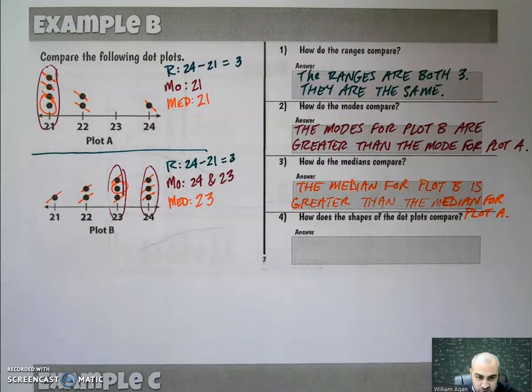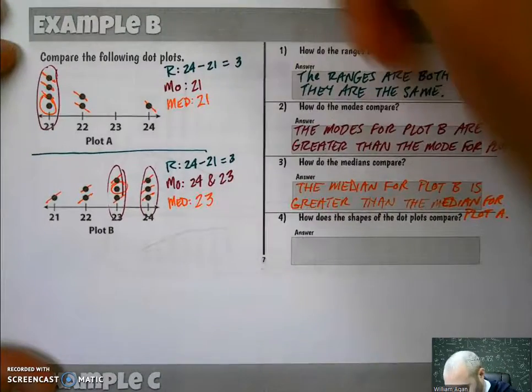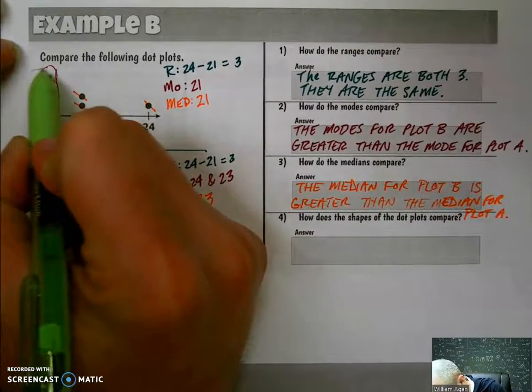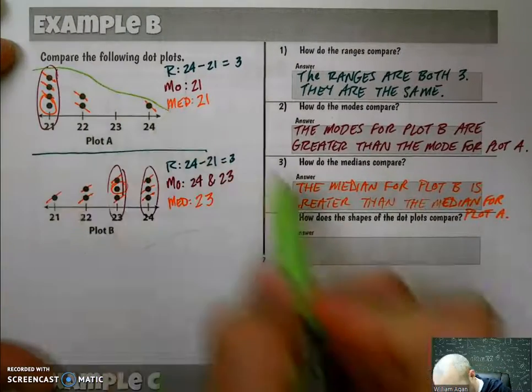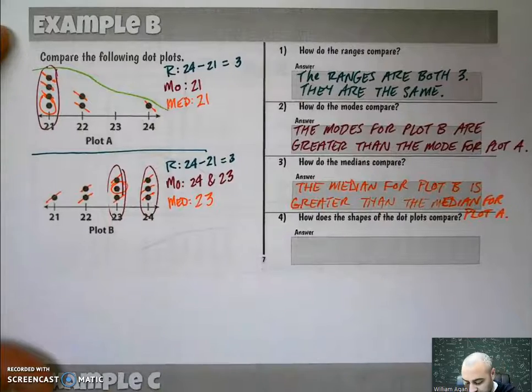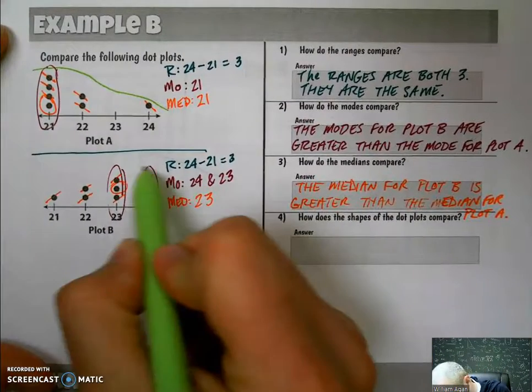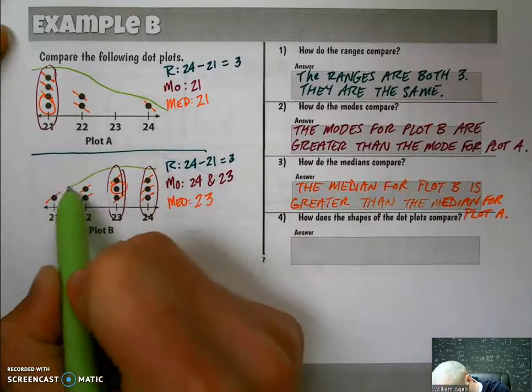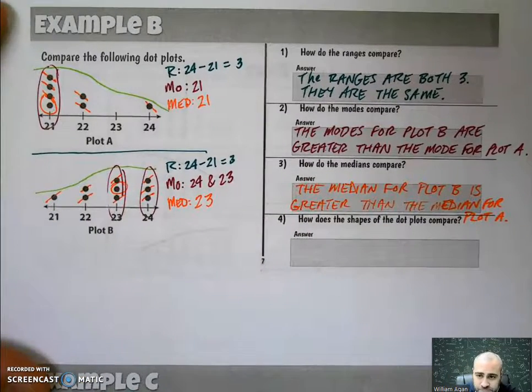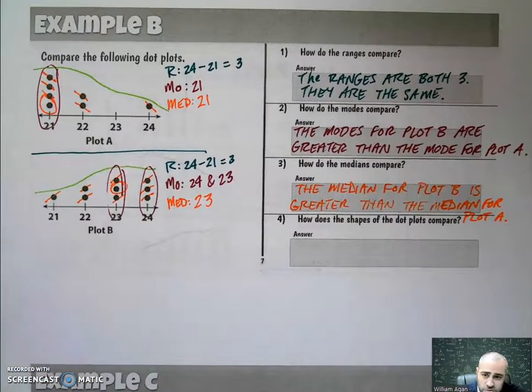And lastly, the shapes. Remember, the shape is kind of how they look. Is it symmetrical? Let's see. Plot A, if I drew an imaginary line on top, that is not symmetrical. If I put a line right in the middle, it's not the same on both sides. And on this one, that's the same. It's not symmetrical.